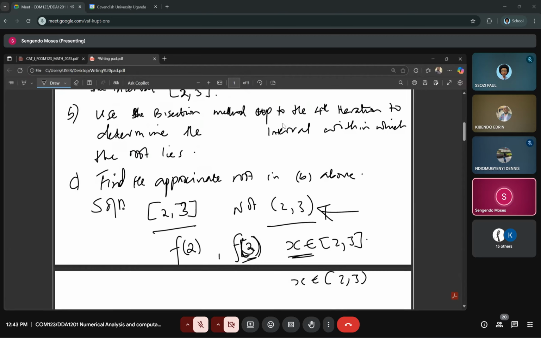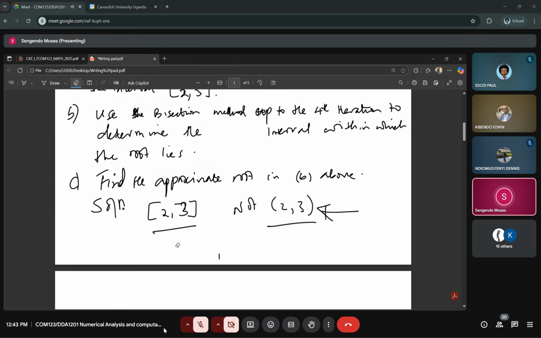This x in the second one implies that x cannot take the value of 2 and cannot take the value of 3. Yet in the bisection method, x has to take the values of the boundaries, because we have to test the sign change at the boundaries. So that is the reason why we are using those two.